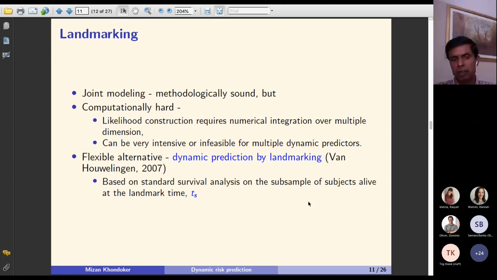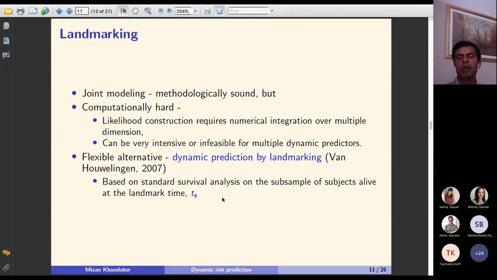So a flexible alternative called dynamic prediction by landmarking was introduced by Van Houwelingen in 2007. This is based on just a standard survival model, so it doesn't require any special methodology or specialized software. The only thing it needs is a subsample of the data at a particular landmark time point. So you fit a standard survival model like a Cox regression model, considering data at a given landmark point, and then you can use this model for dynamic predictions.